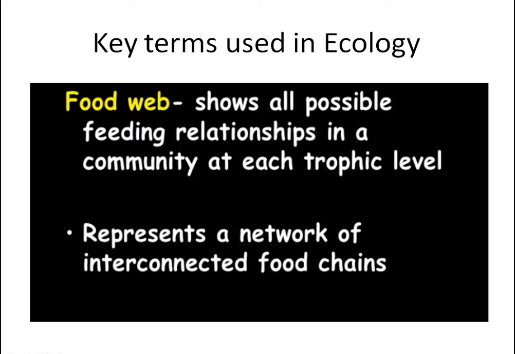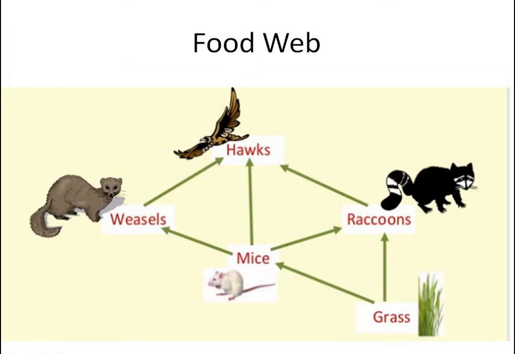Okay, the next term that we use is food web. Now, a food web is interconnected food chains. There are many food chains in an ecosystem, and when they connect with each other, they make up a food web. And a food web will show all possible feeding relationships in a community at each trophic level. You will understand this concept by looking at this diagram.